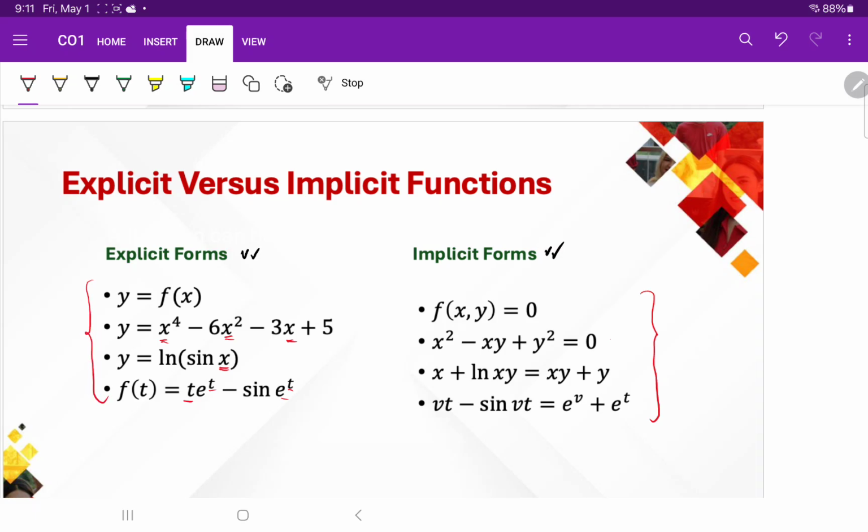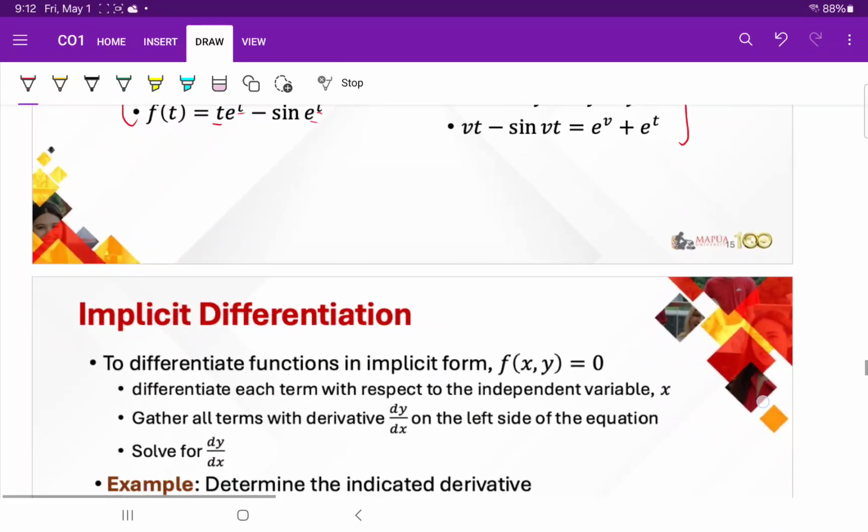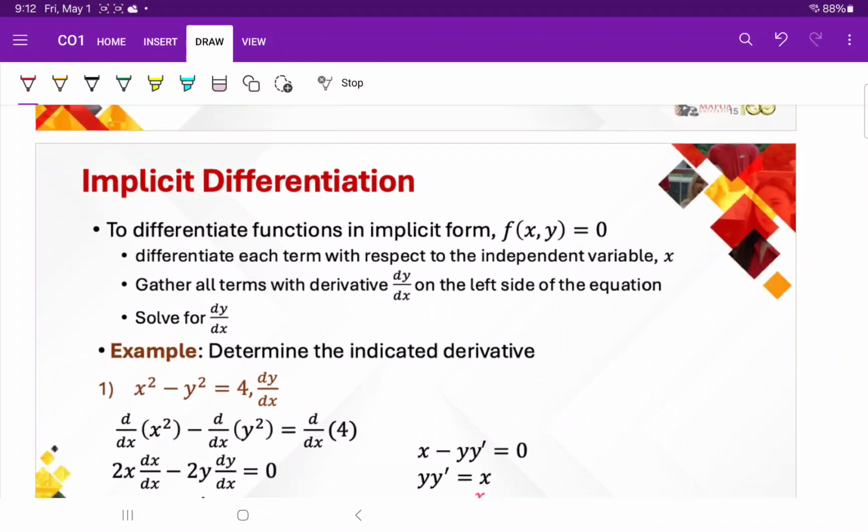Again, when you say explicit, you can express y in terms of x on the right side, or in terms of a single variable. But if it is implicitly defined, x and y are combined together. You cannot solve for y in terms of x alone. Okay? So, how do we apply implicit differentiation? It says here: differentiate each term with respect to the independent variable. Gather all the terms with dy dx on the left side and solve for dy dx.